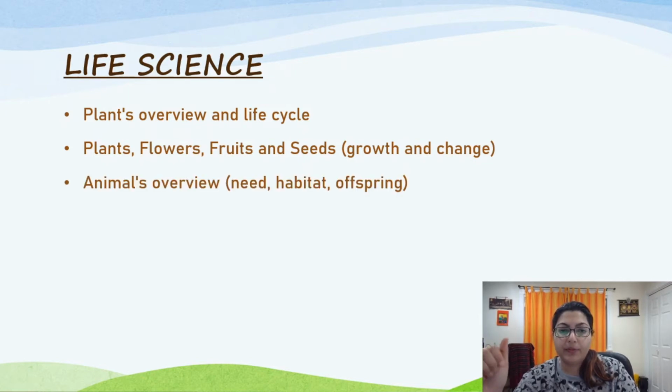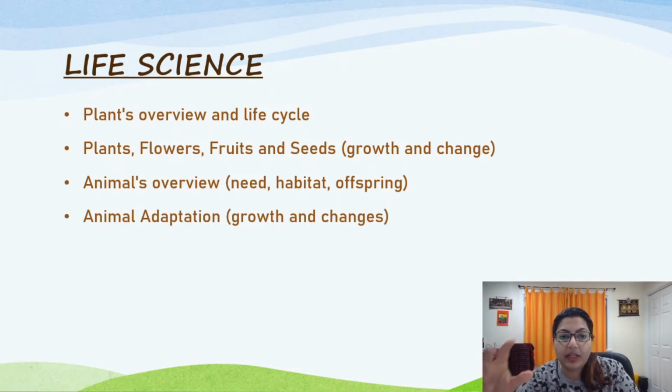Animal overview: we will talk about needs, like the plant and animal needs are kind of the same and interdependent. We will not talk about the food chain, but we will stick to habitat and the offspring that they reproduce, and also the life cycle of animals, for example a frog or a butterfly. And we will talk about animal mothers and babies and how they look alike. And then animals and plants, how they coexist together, more like a prelude to the food chain and interdependency in an environment.